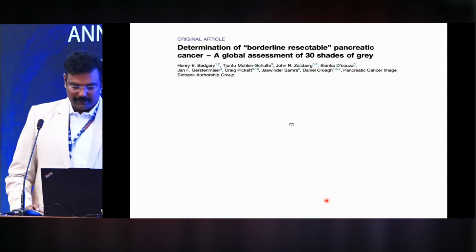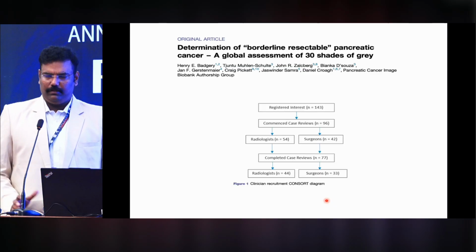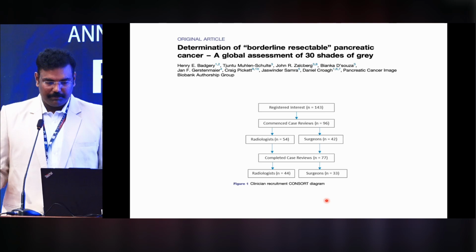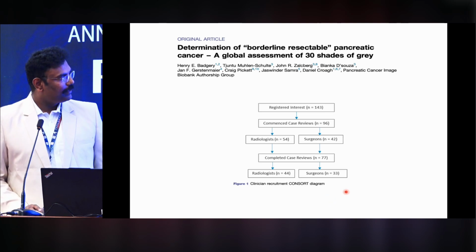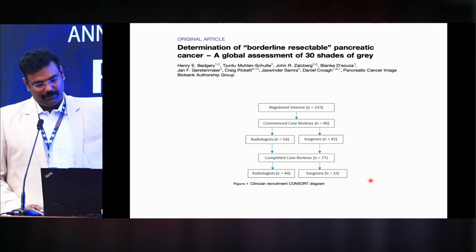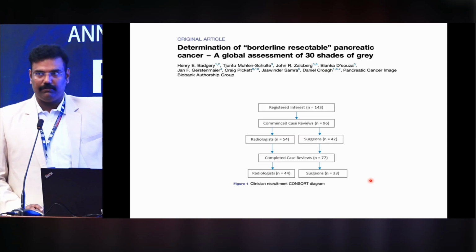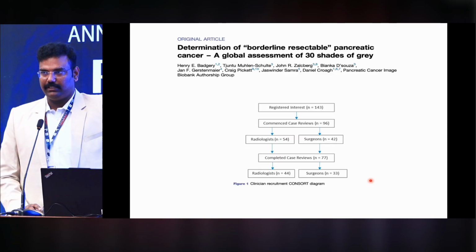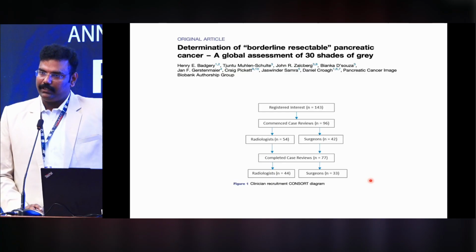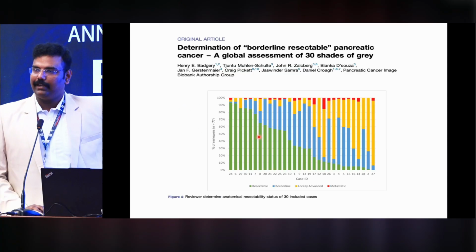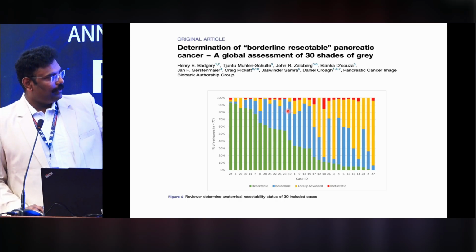Having said all these factors, it is still a variable inter-observer detection rate. So, this is a very good paper I thought we should know, in which 77 observers across the world, including radiologists and surgeons, were asked to evaluate 30 patients' radiology, and this is how they are classified. You can see there are a lot of variations.